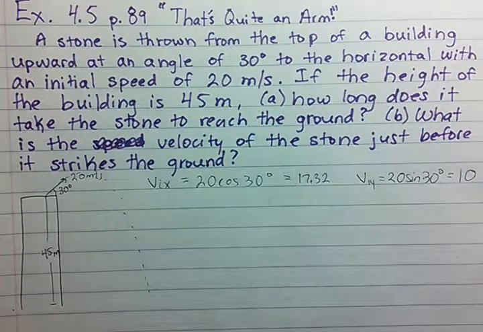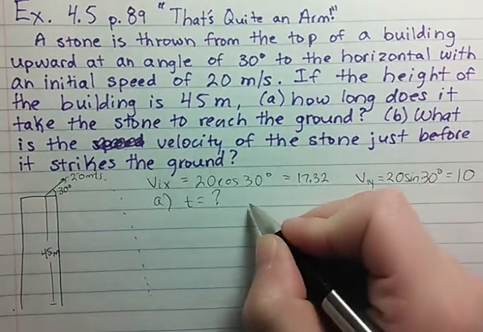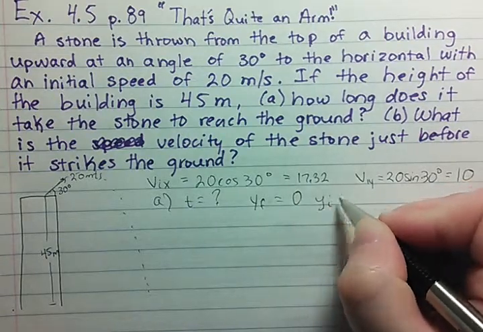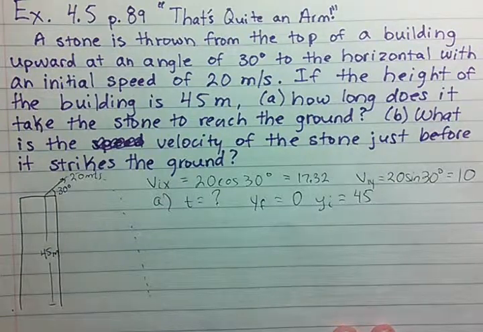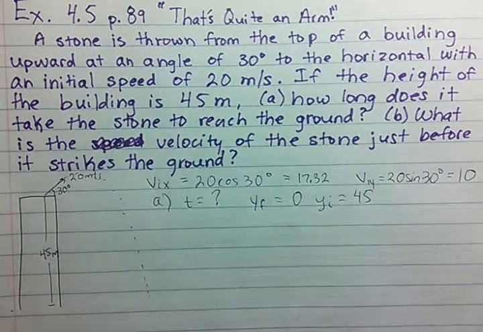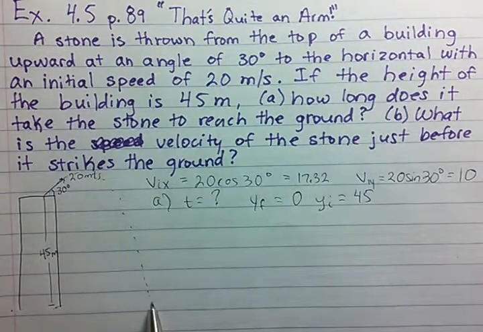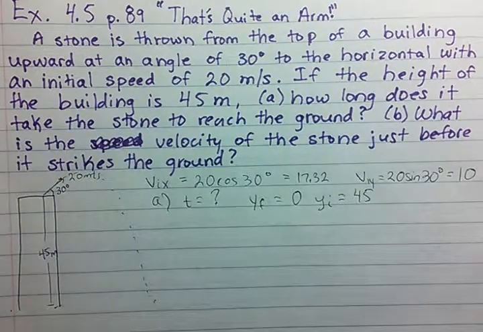Part A asks us, how long does it take the stone to reach the ground? So we can write t equals question mark. We also know y final is going to be 0, and y initial is going to be 45. So to figure out how long it takes to reach the ground, we just want to use the y components because it doesn't accelerate in the x direction, and we're not given how far it goes in the x direction. We only know how far it goes in the y direction.